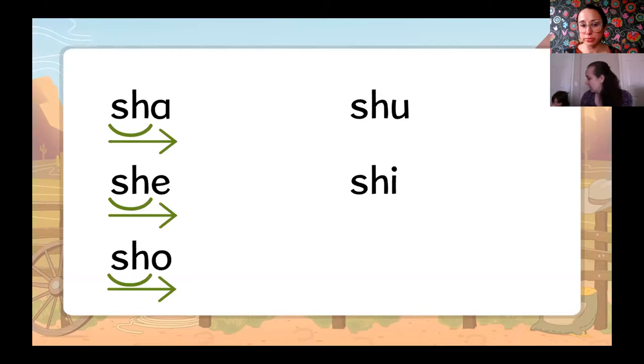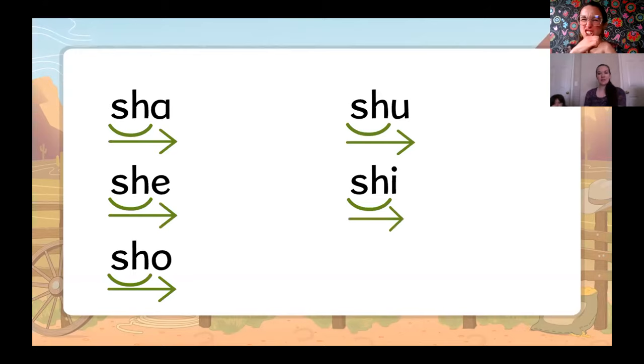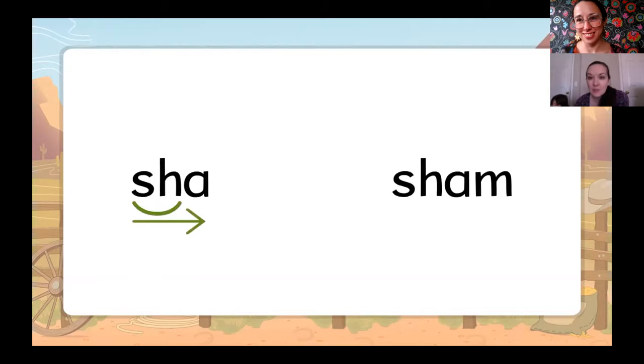All right, the next one, we are going to arc that SH and draw the slide arrow to the O. What does this say, Eden? Shaw. Shaw, perfect. And the next one with the vowel U, we are going to arc that SH digraph and draw the slide arrow. What does this say? Shaw. Shaw, good. And the last one with the vowel I, we're going to arc that SH and draw that slide arrow. It says? Shaw. Good, shaw. All right, so now let's build some words with these slides.